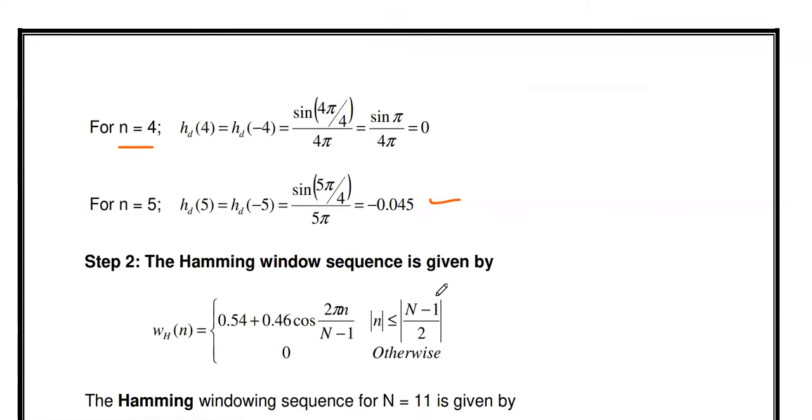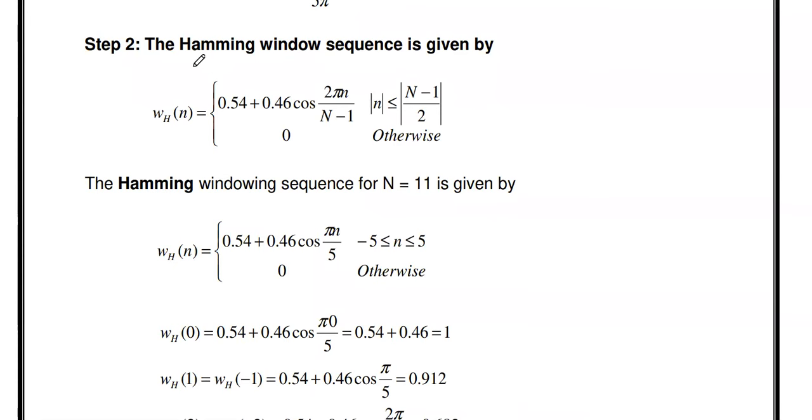After calculating this hd(n), the next step is to find the windowing sequence. In our problem, they mention that we have to use the Hamming window. So what is the windowing sequence for the Hamming window? You know the formula: wH(n) is equal to 0.54 plus 0.46 cos 2 pi n divided by N minus 1, for the modulus of n less than or equal to (N minus 1) by 2. That means the n value between minus 5 and plus 5. wH(n) is 0 otherwise.